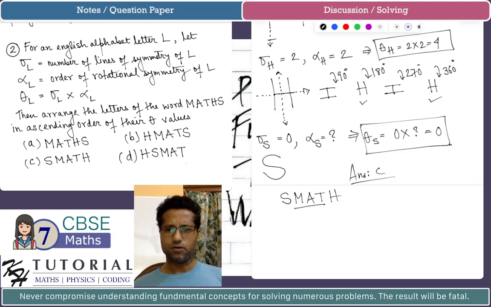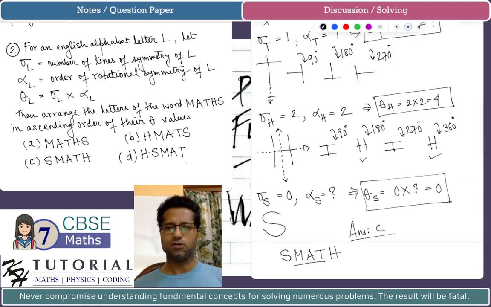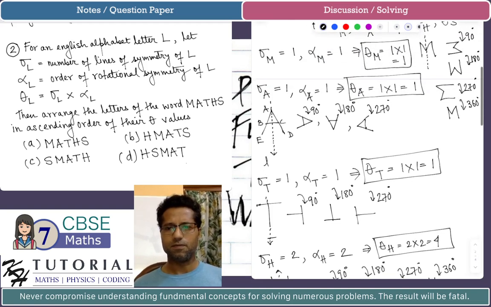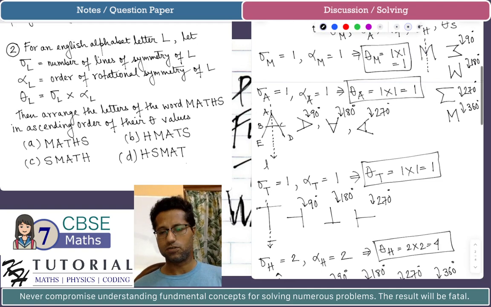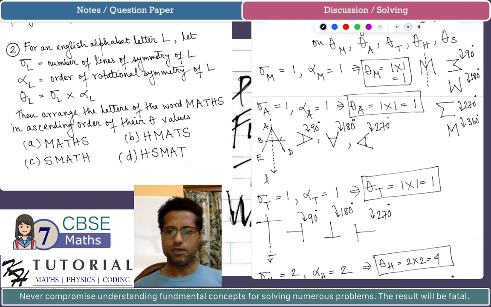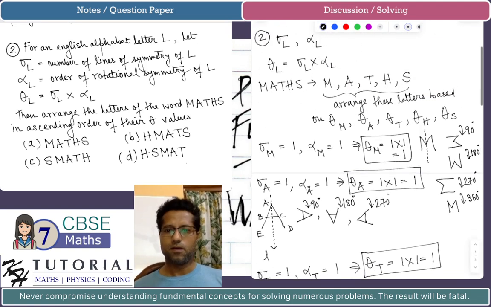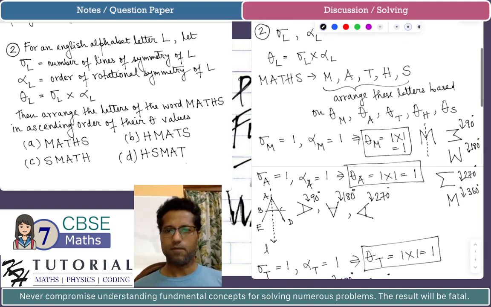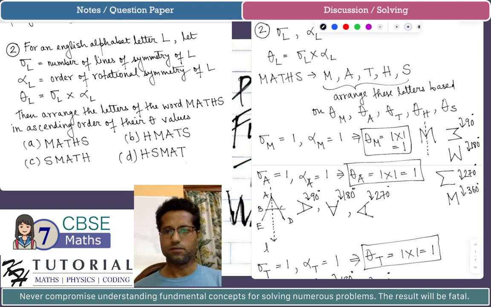So this question was a little complex and a little conceptual. If your fundamental concepts about rotational symmetry, order of rotational symmetry, and the number of lines of symmetry for all the letters are clear, you should be able to solve it very easily. I'm pausing the video so that you can take a screenshot of the solution.